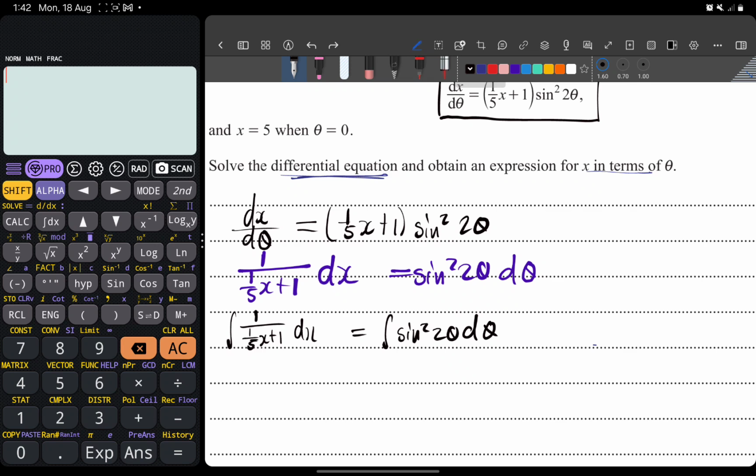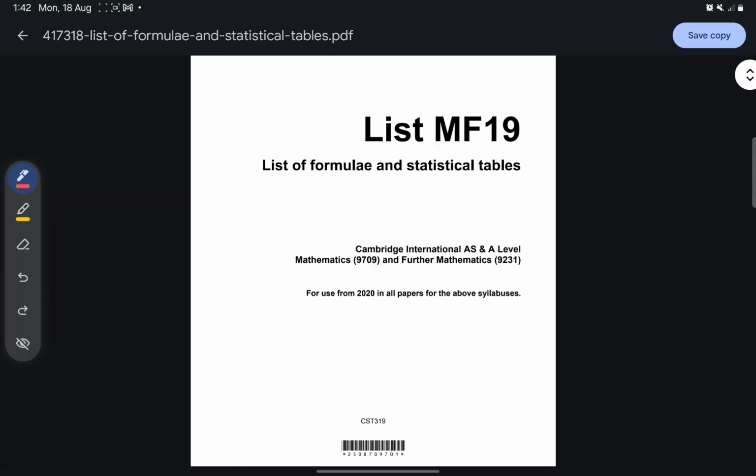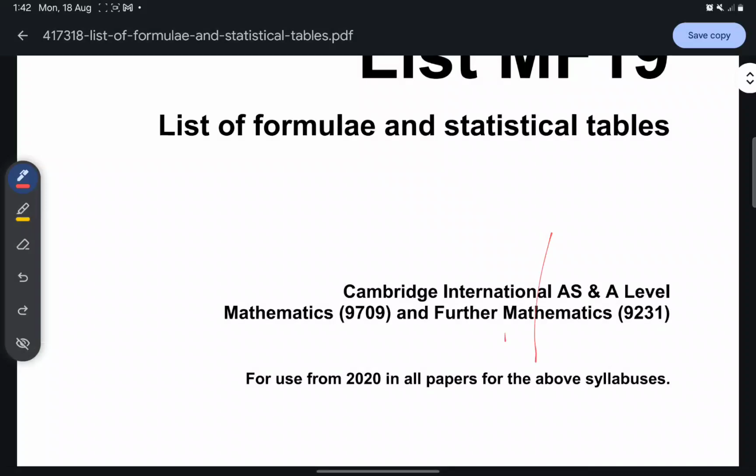If you see a sine squared or a cos squared, don't try to integrate them directly. It's impossible. Go to MF19, go to the double angle for cos, cos 2a. That is where all the formulas are going to be. Let's go then. Here's the MF19. I've opened it. Now, what are we going to do? We're going to scroll down, right? Let me scroll down.